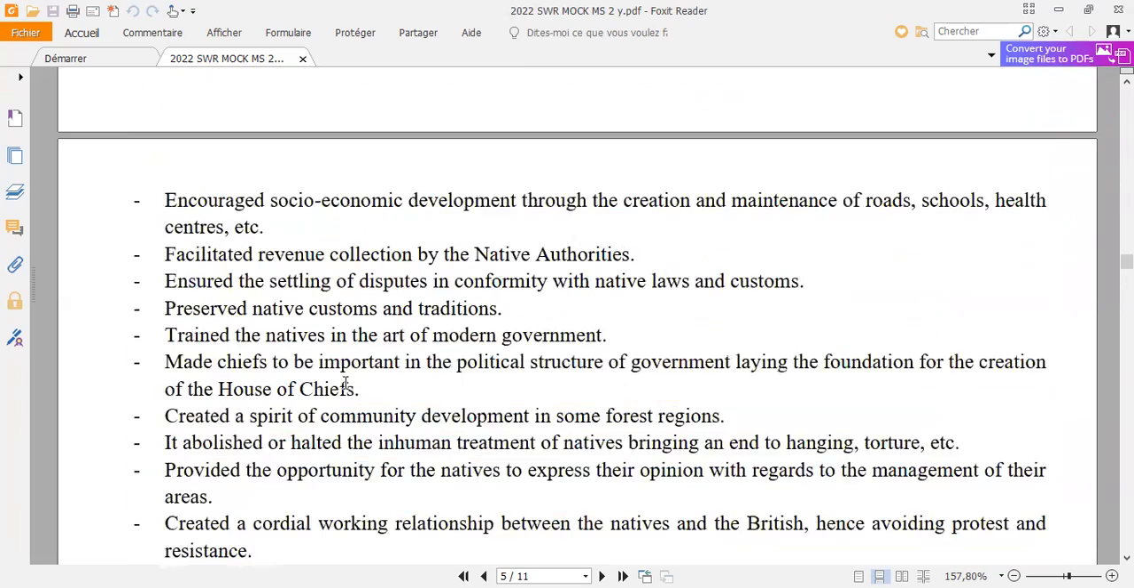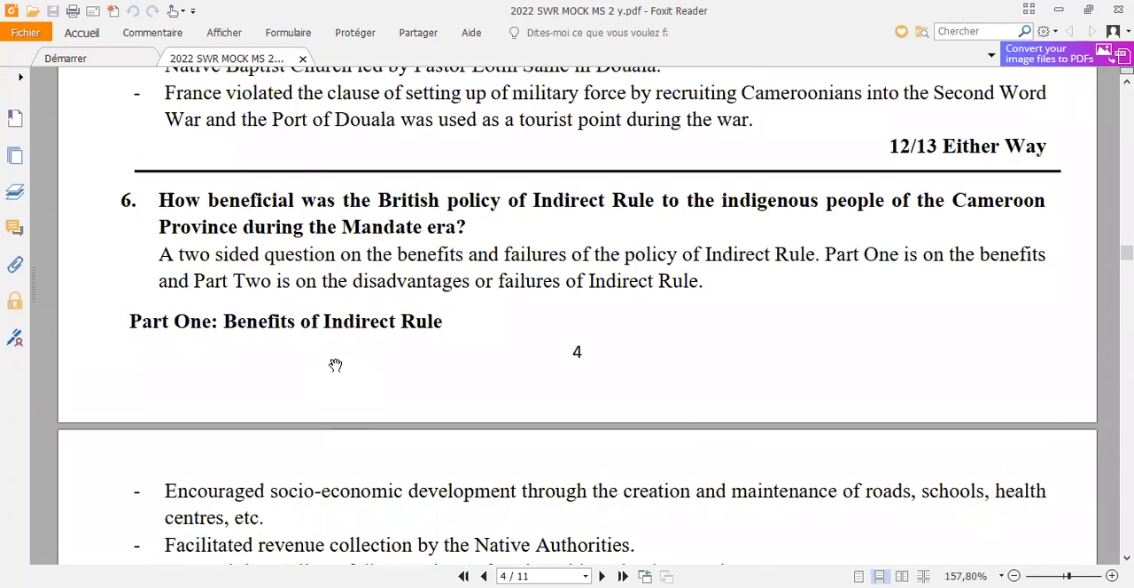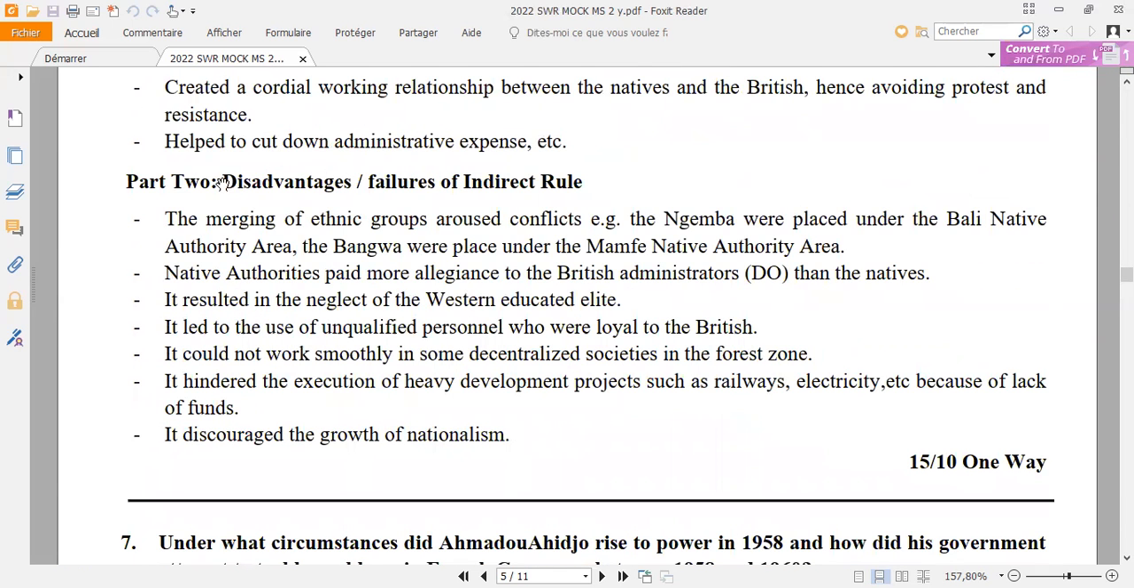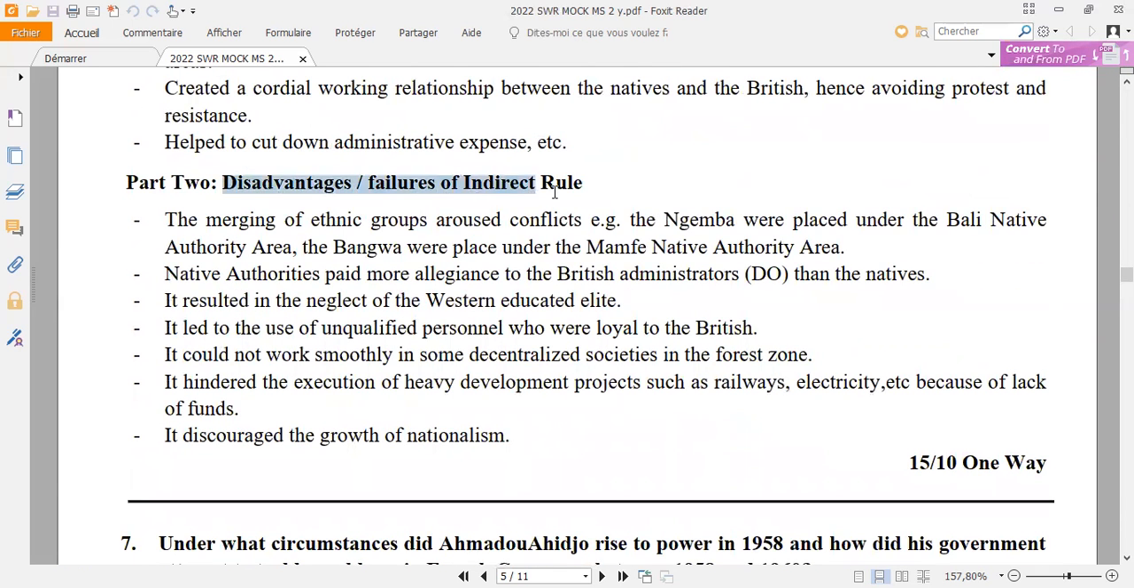Good. So for part 1 of this question, take note: how beneficial was the British policy of indirect rule to the indigenous population? Now, this question, I repeat again, is a two-sided question. Part 1 focuses on the advantages of indirect rule. Part 2 is going to focus on the disadvantages of indirect rule.